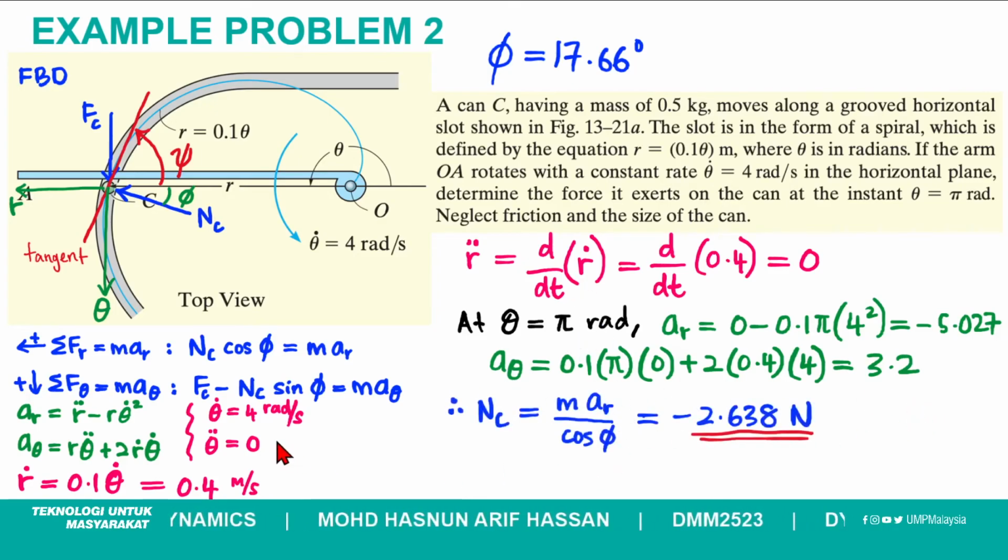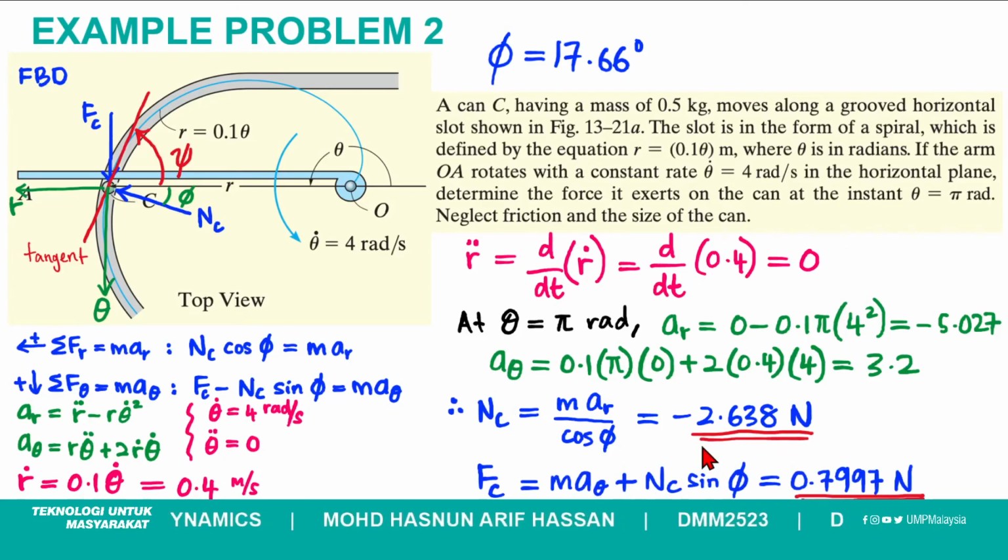So then we can solve lah the equation yang daripada sini. We have NC cos phi is equal to MAR. So NC sama dengan MAR bahagi dengan cos phi lah. Phi here is the angle yang kita dapat di atas ni. So kita dapat minus 2.638 Newton. Okay, that is NC. And the force kita substitute dalam second equation. NC sin phi ni bawa ke kanan. MA theta plus NC sin phi, we have 0.7997 Newton untuk FC. Okay, so that solves our problem lah.